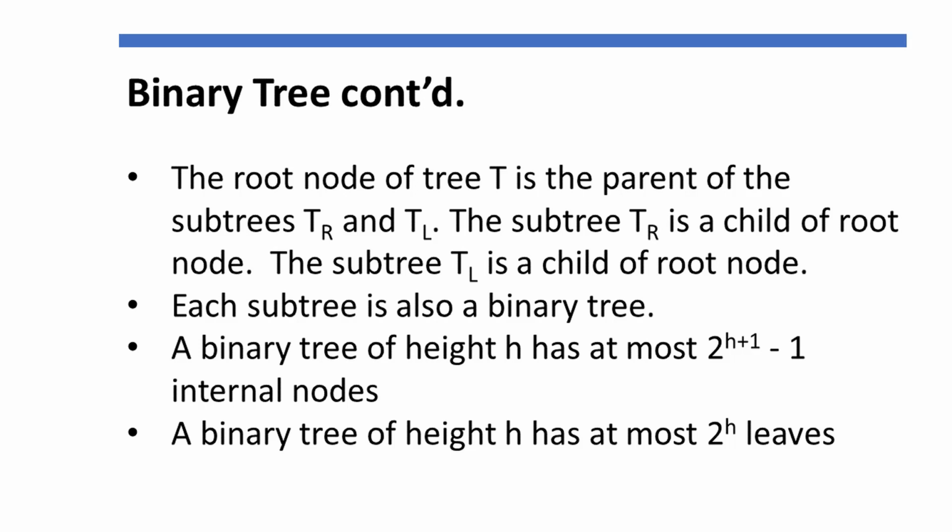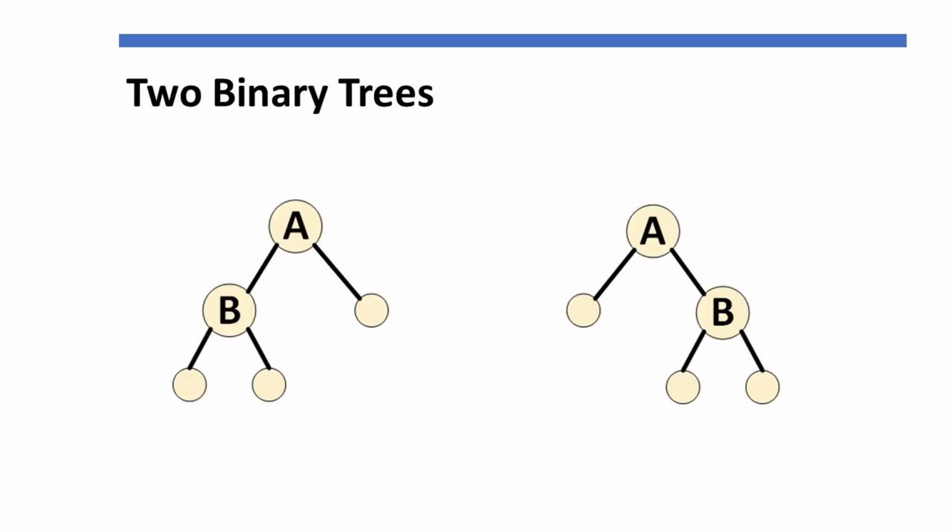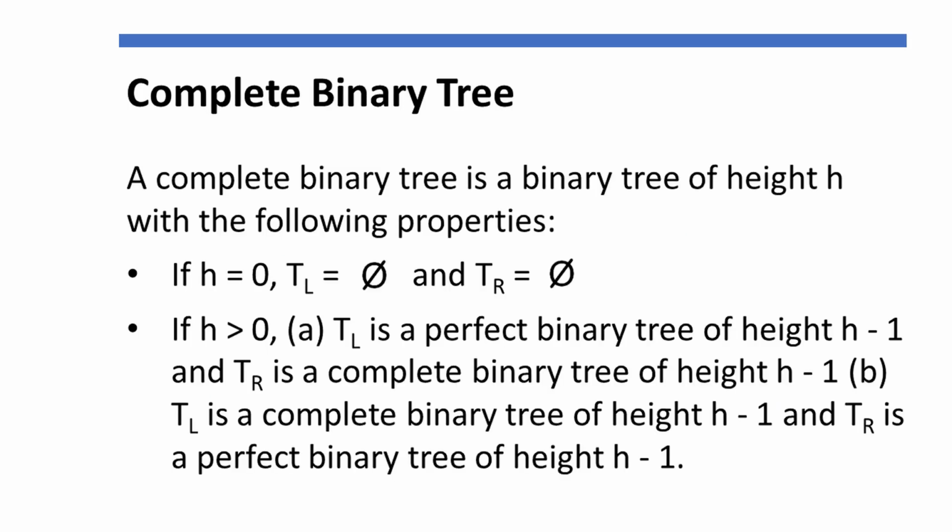A binary tree of height h has at most 2 raised to the power of h plus 1, minus 1 internal nodes, and at most 2 raised to the power of h leaves. The height h is the length of the longest path from the root to a leaf. The binary tree on the left has a left subtree. The binary tree on the right has a right subtree. Both of these trees have 3 leaves.